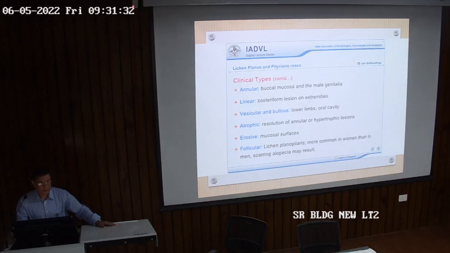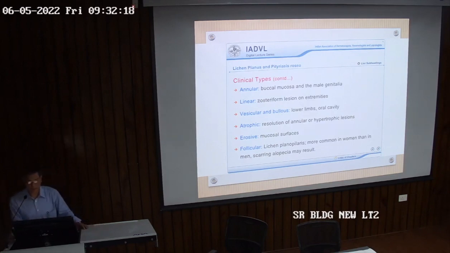So zosteriform has come from the word zoster. Zoster is a presentation. What is the typical presentation of zoster? Nerves, so it's a unilateral distribution, segmental what we call. So zosteriform involves one part of the body, or it covers from midline to midline on one side of the body, it doesn't involve the other side. Such type of lesions we call zosteriform. And linear and zosteriform are not the same. Linear is just linear, it can cross the midline, it can be anywhere on the body. But usually we just equate these two terminologies.